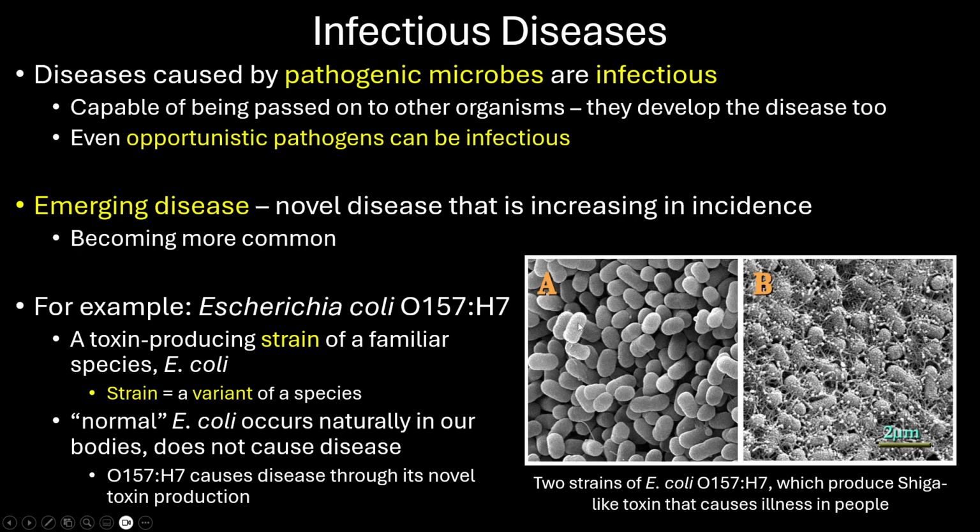This O157H7, that is a particular strain of E. coli that is disease-causing. Typical or normal E. coli occurs naturally in our gut and actually doesn't cause disease. But there are some strains, like this O157H7, that can cause disease. And it is increasing in occurrence, becoming more common. And so this is an example of an emerging disease. It's relatively new, and it's increasing in its occurrence.